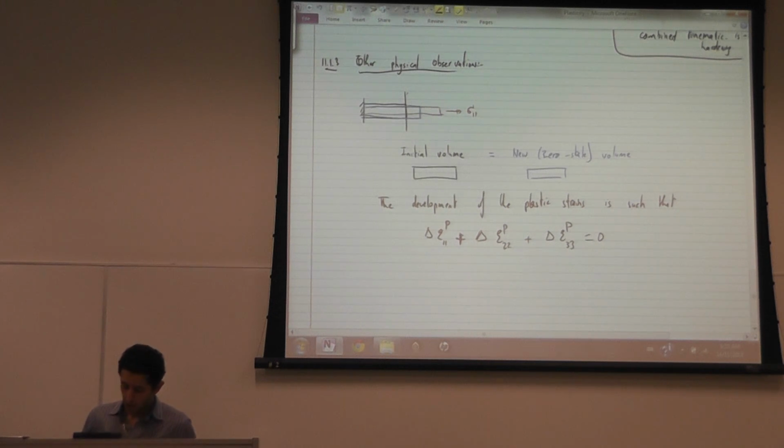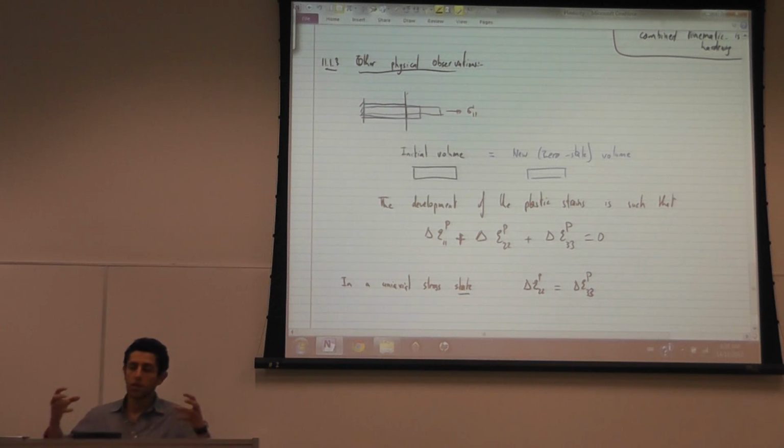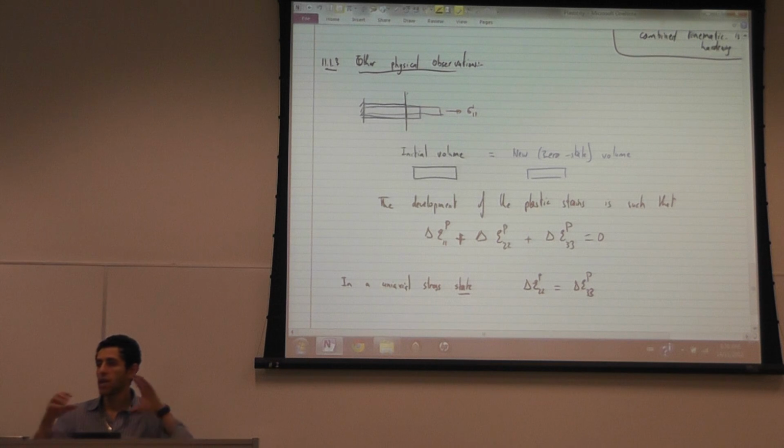And so this tells me the following. In a uniaxial stress state, and if the material is isotropic, delta epsilon plastic 2 will be equal to delta epsilon plastic 3, which means if I have a square specimen, as I increase it in one dimension, it's going to decrease in the other 2 dimensions, such that the plastic strain 2 and the plastic strain 3 will be equal to negative delta epsilon P1 over 2.